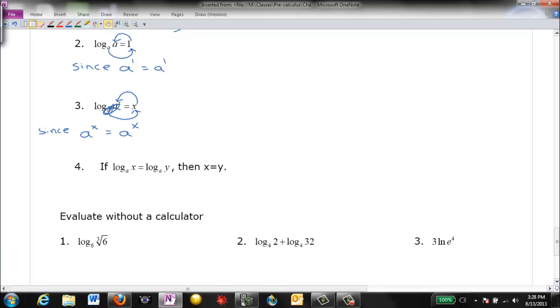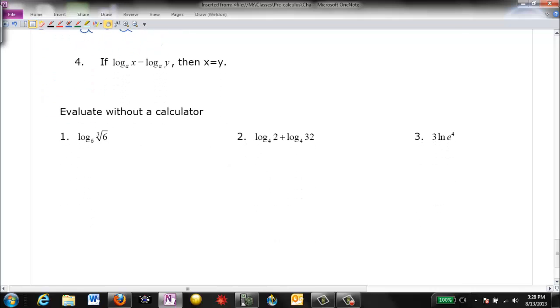Okay, alrighty. Well, let's take a look at number 4 here. So this one is what's called the one-to-one property.